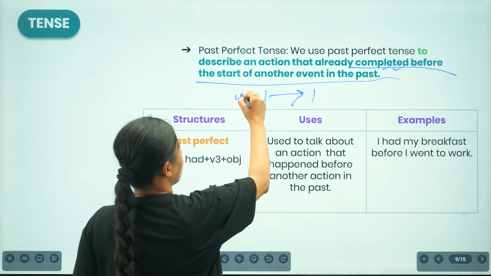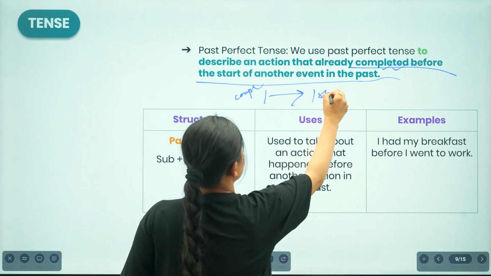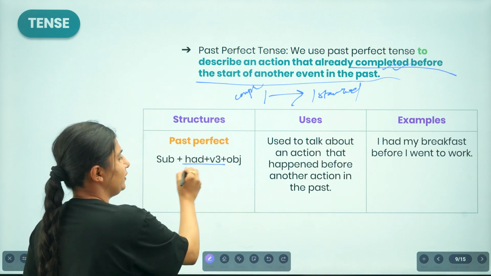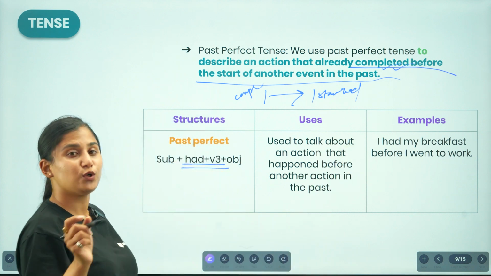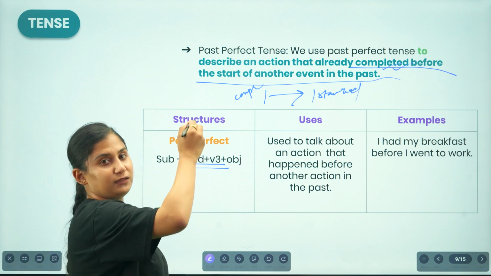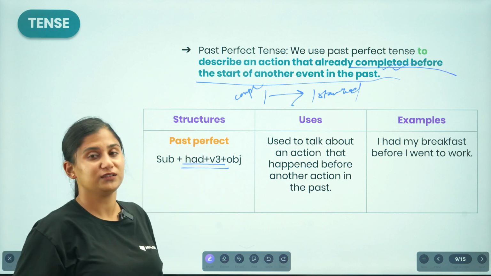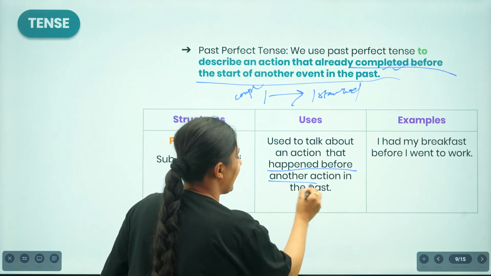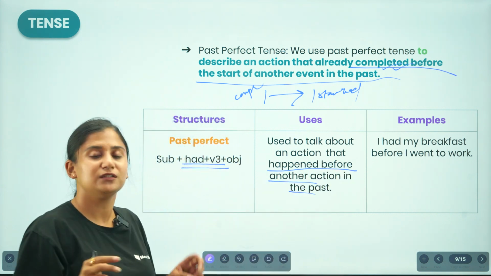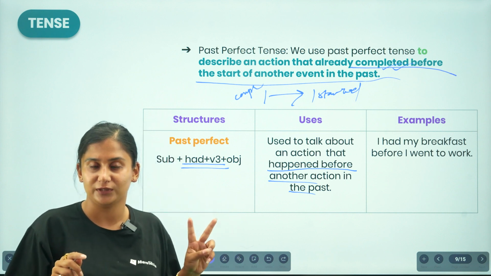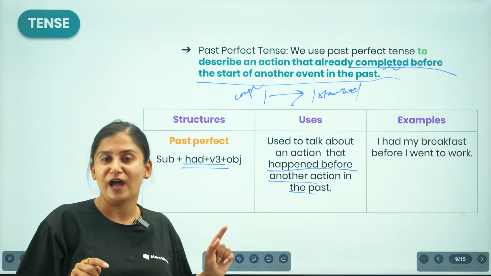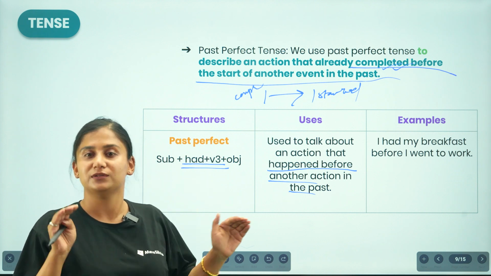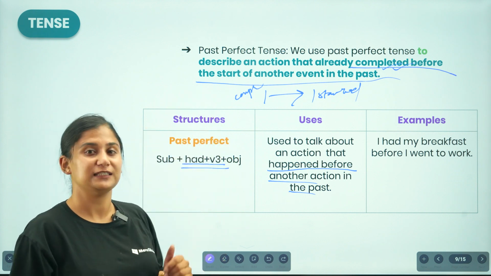The completion of the first event only led to the start of the other event. Okay, this completed and then this started. So here we use the formula had plus verb 3 whenever we are to talk about something that indicates this particular tense, that is the past perfect tense. So here, an action that happened before another action in the past. Remember, there are two actions that occurred in the past, but one action occurred only after the completion of the first action.